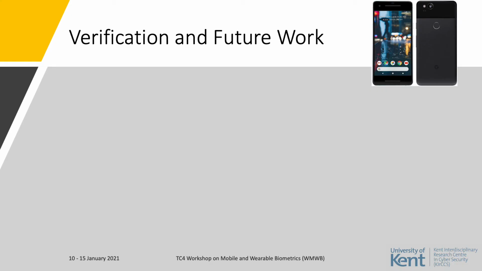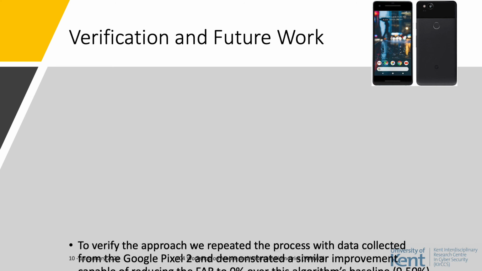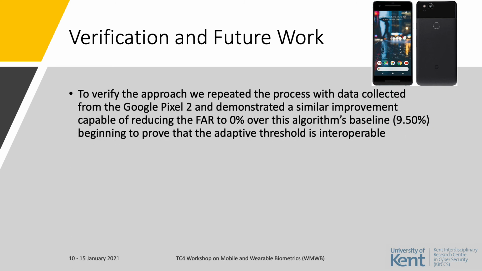Having successfully trialed the approach on one device, we wanted to see if it was interoperable. And so to verify this, we repeated the process with data collected from a further 30 participants using the Google Pixel 2, and we were able to demonstrate a similar improvement, which was capable of reducing the false accept rate to 0% over this algorithm's baseline of 9.5%, thus beginning to prove that the adaptive threshold can be interoperable.